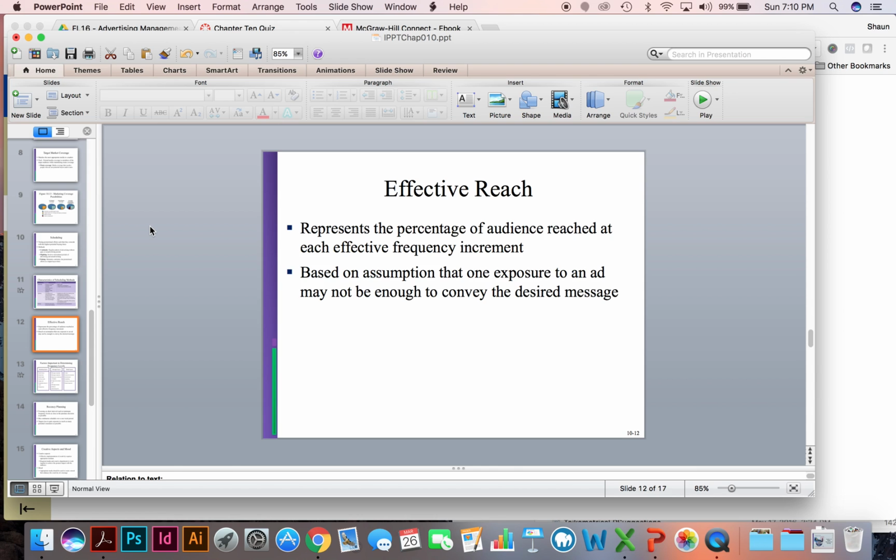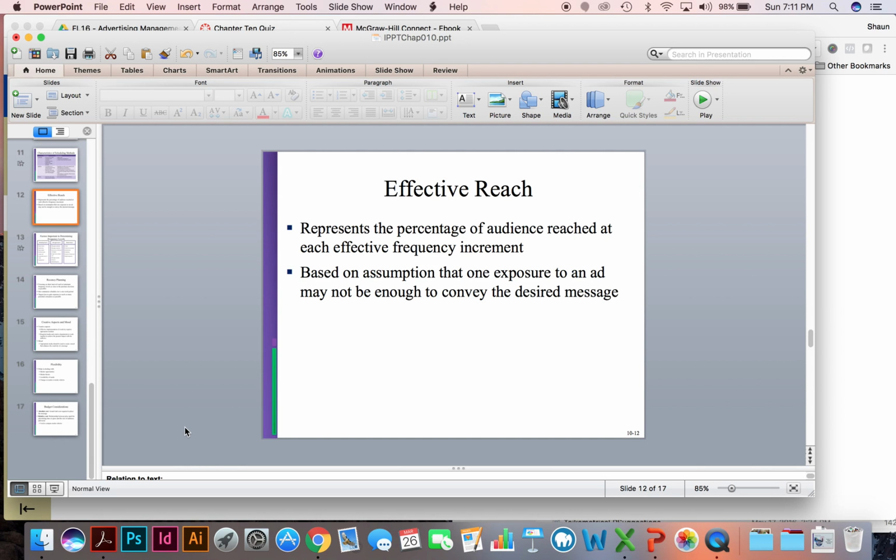Effective reach represents the percentage of audience reached at each effective frequency increment, and it's based on an assumption that one exposure to an ad may not be enough to convey the desired message. In fact, researchers say that it takes from 6 to 9 exposures of a message for a consumer to react positively or negatively to it.